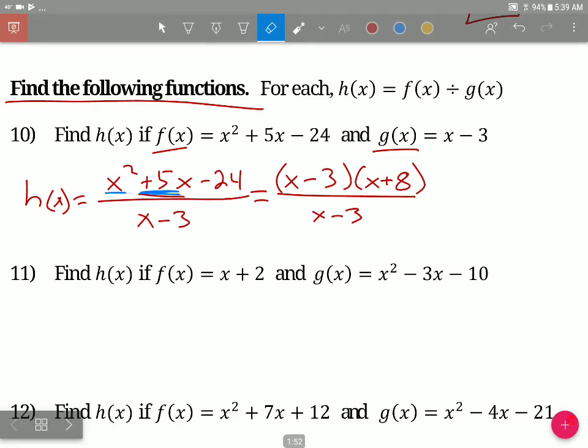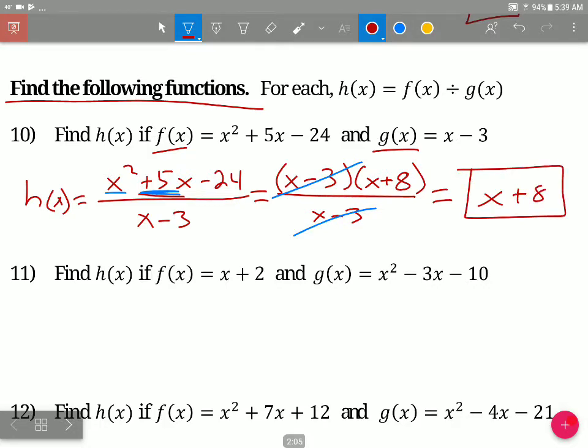From here, we can start canceling. That goes away, that goes away, and what we're left with is x plus 8. So h of x equals x plus 8. Cool. That's how all four of these work. No tricks, that's it. So here we go. Let's pause the video and try them, or you can just listen along and see how much you retain that way.